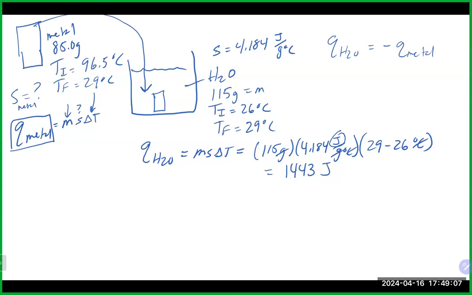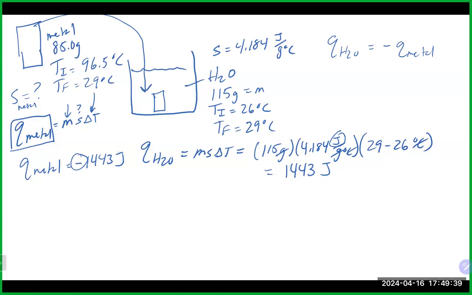So if we know that the water picked up 1,443 joules of energy, all that had to come from the metal. So we will now know that the Q of the metal will actually equal negative 1,443 joules. It should be the exact same number again here. The sign's going to be different to indicate that it is exothermic for our metal. Questions on that?